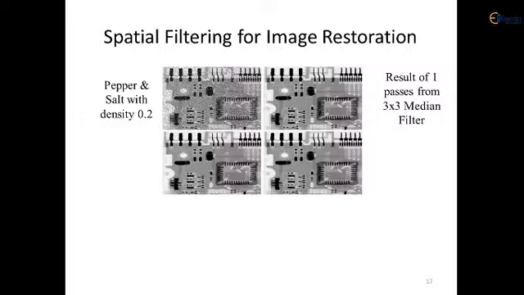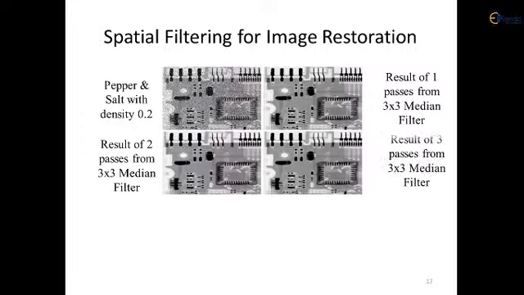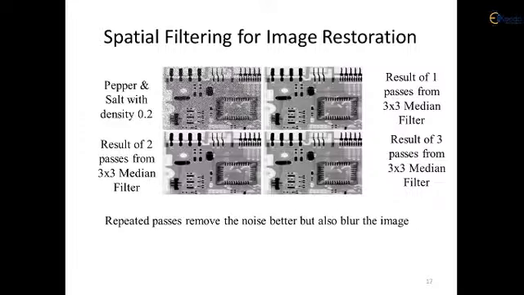Now when we have repeated median filtering, you get the corresponding results in the downward row here. The repetition of the median filtering will be the best solution to reduce noise of the type salt and pepper noise. But there is one disadvantage as well.